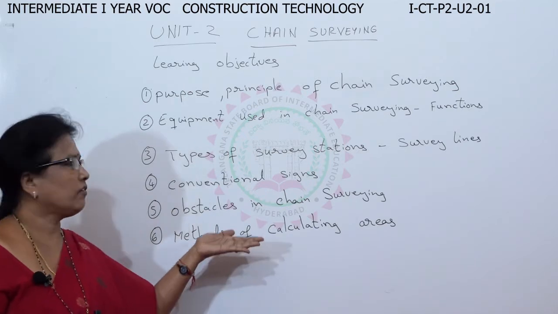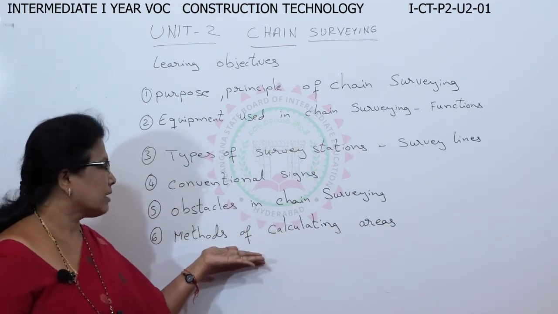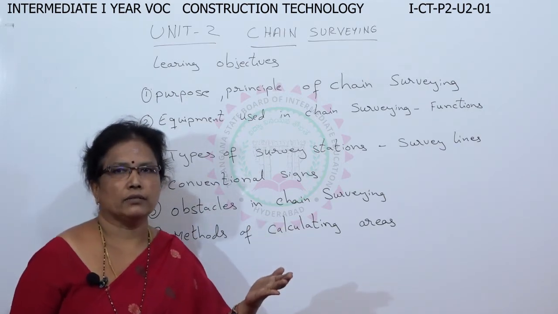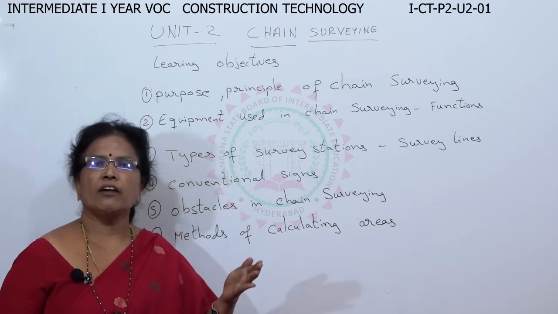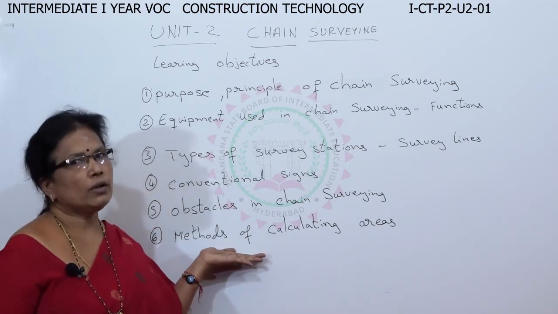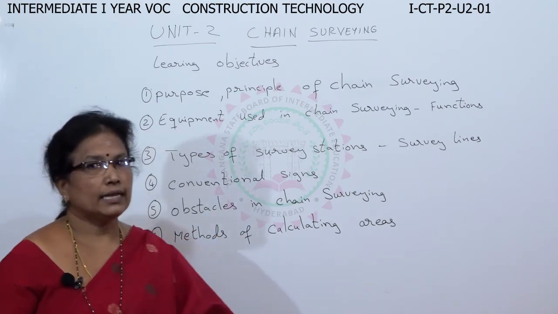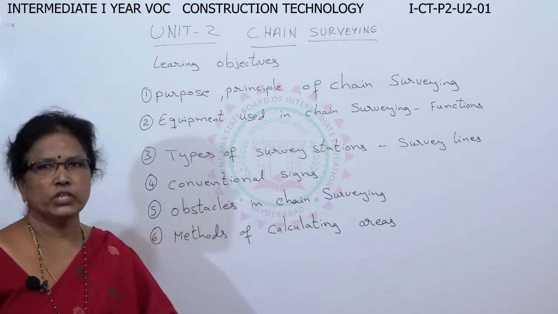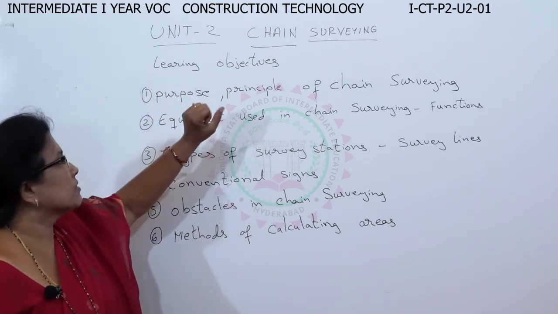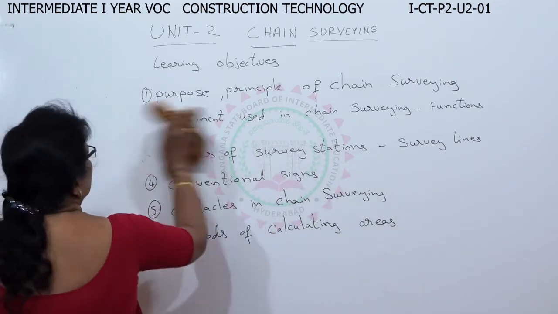Next, after measuring the distances and doing the plotting, your next work is methods of calculating areas. You need to calculate the areas. Not only one method, we have three different methods of calculating the areas that we are going to learn here. This is regarding the learning objectives of the chain survey. Now, first, what is the purpose and principle of chain survey? Let us see this.